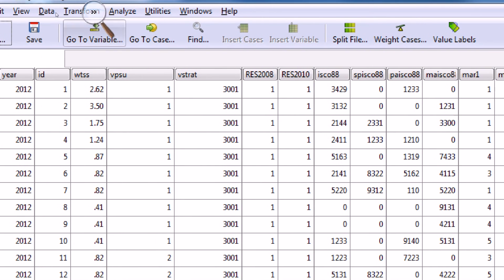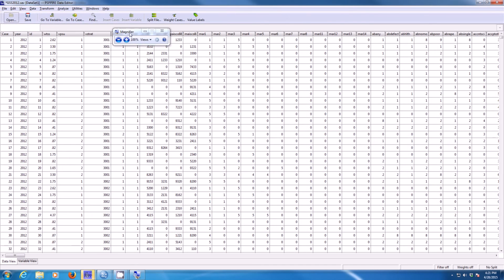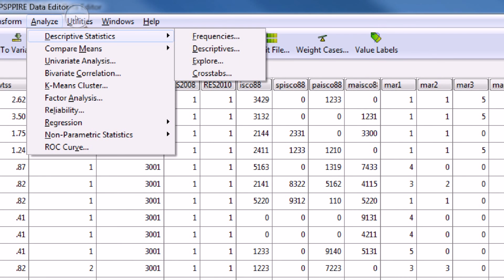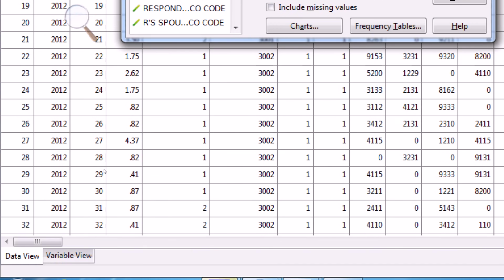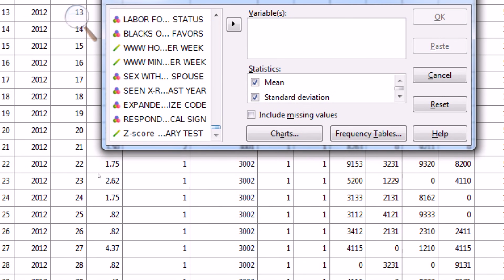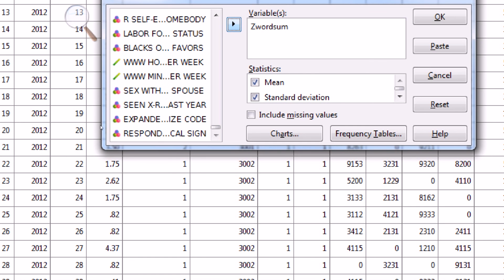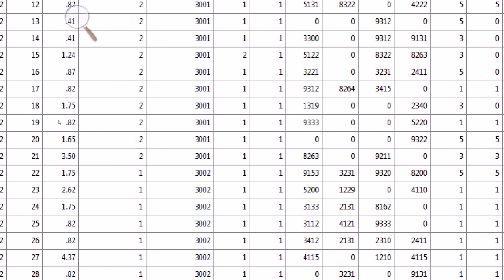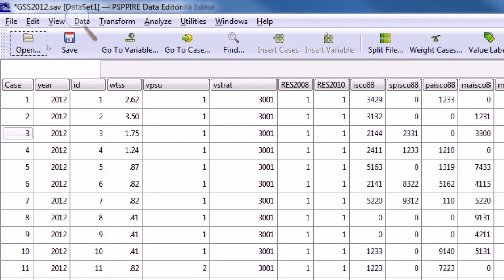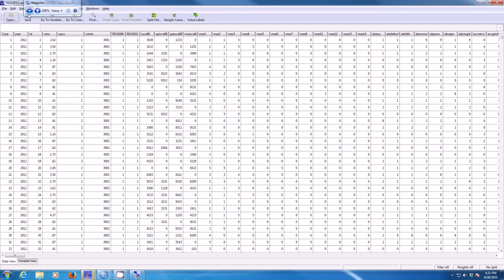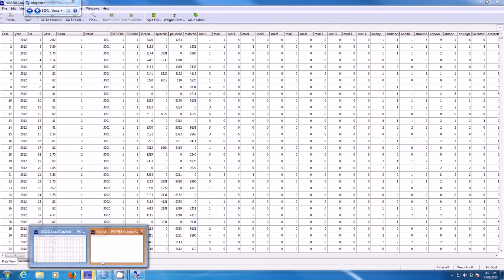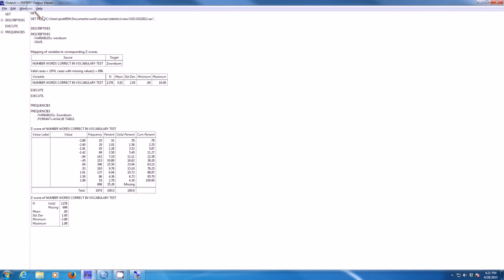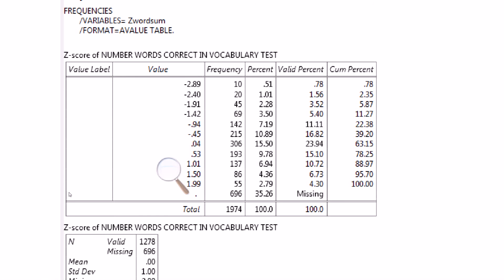And PSPP will make a new variable that's equal to the z-score of our word sum variable. Again, if we wanted to look at the frequency distribution, we can go to Analyze, Descriptive Statistics, Frequencies, and that new variable should be in our data set. It calls it z-score vocabulary test, z word sum. So it's the same thing that SPSS does. And again, if we click OK and go to our output window and scroll in, we can see how this new variable looks in terms of z-scores, right?